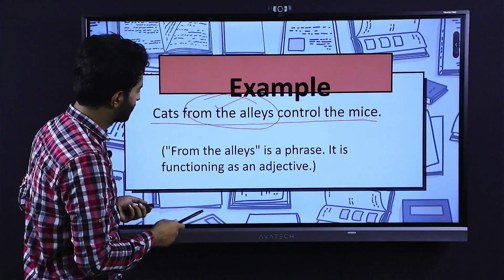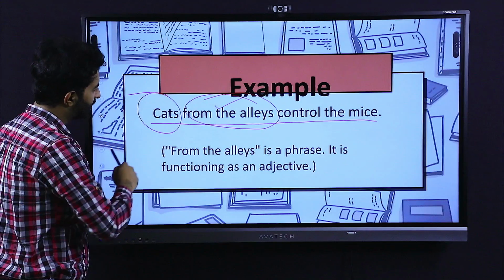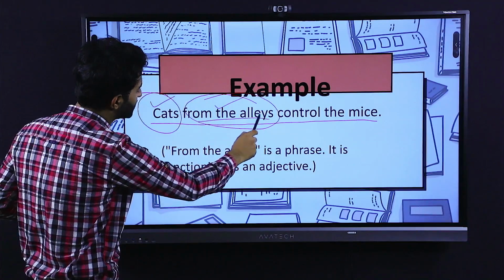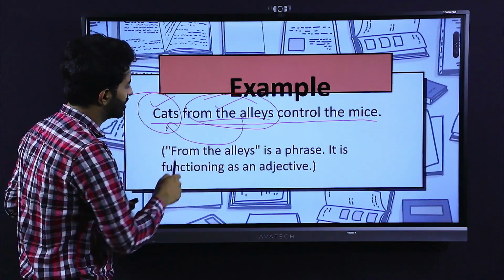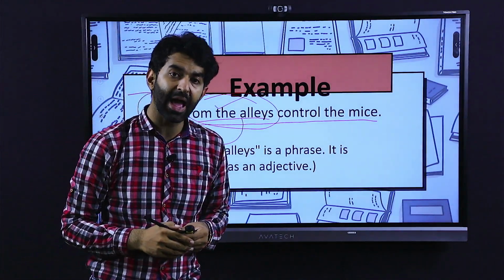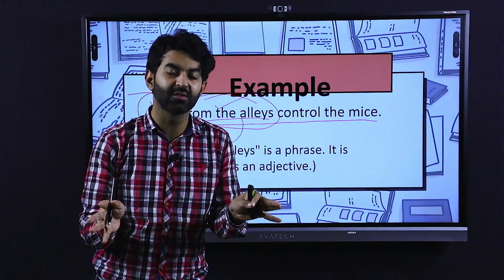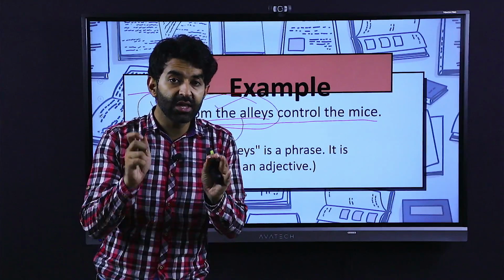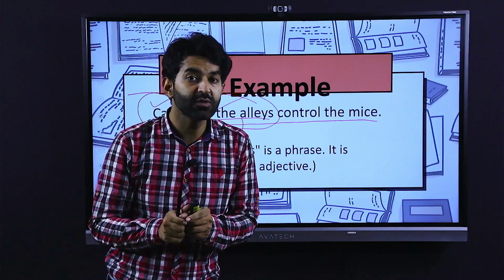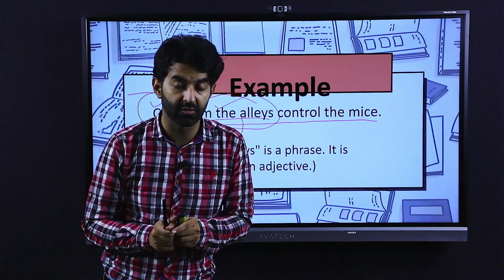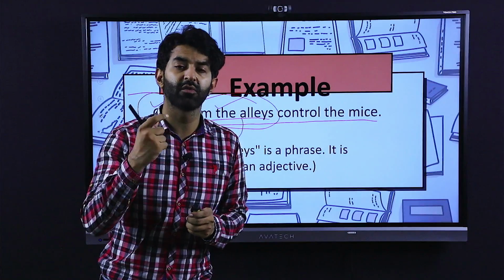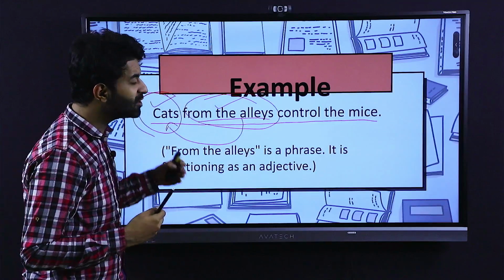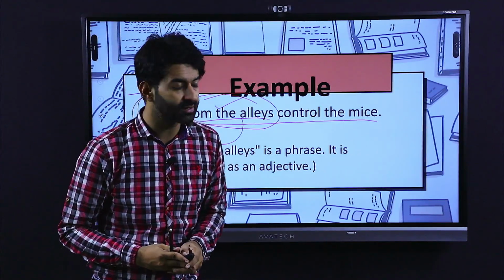Where is our noun? Cats is a noun. So this phrase is actually giving us more information about the cats, that they are from the alleys. Cats that are hidden in the alleys. So they are from the alleys. So this phrase is actually being used as an adjective. It means it is giving some information and it is describing our noun, which is cats. So in this way, we can call it an adjectival phrase.